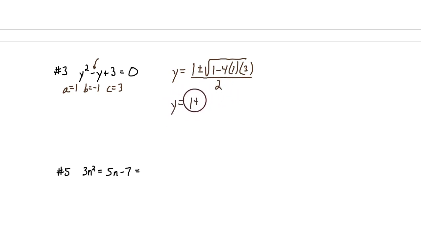Next step. Figure out what's in the radical. So 4 times 1 times 3 is 12, and 1 take away 12 makes a negative 11 in there for the discriminant. In the last chapter, when we got negative numbers in the radical, we would say no real solutions. But now that we've learned about imaginary numbers, we can find solutions. This makes 1 plus or minus i times the square root of 11, all divided by 2.